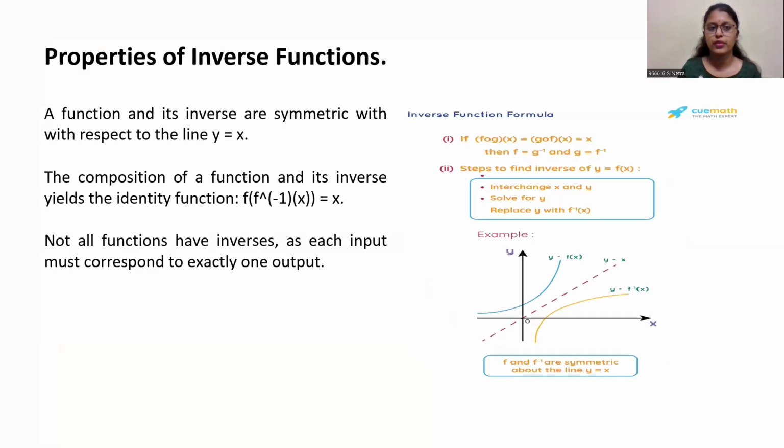Next are the properties of inverse functions. A function and its inverse are symmetric with respect to the line y is equal to x. The composition of a function and its inverse yields the identity function. Not all functions have inverses, as each input must correspond to exactly one output.